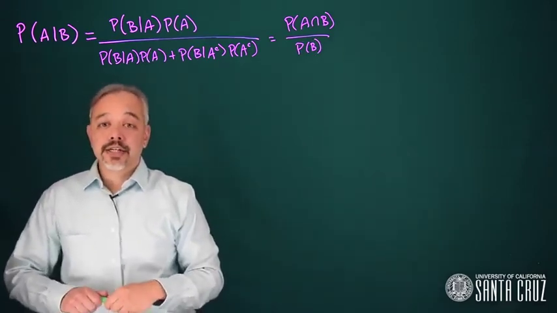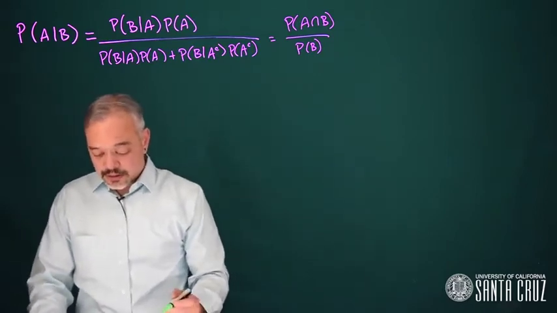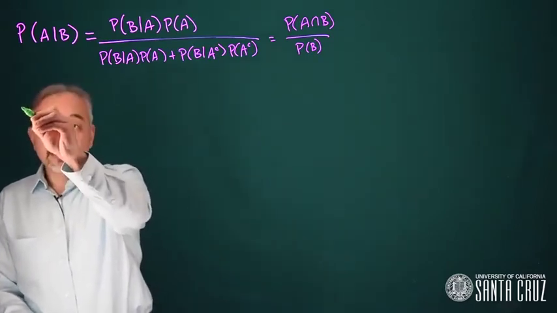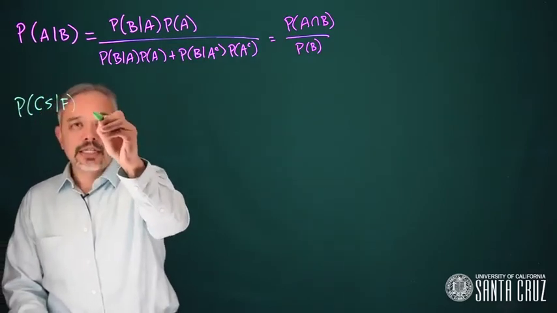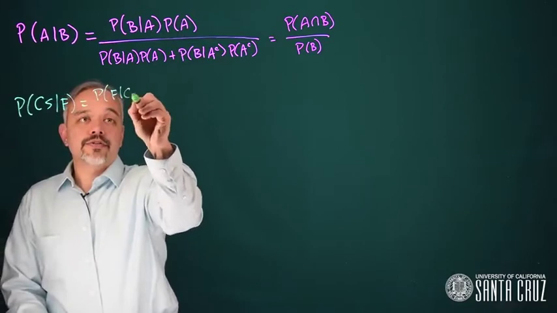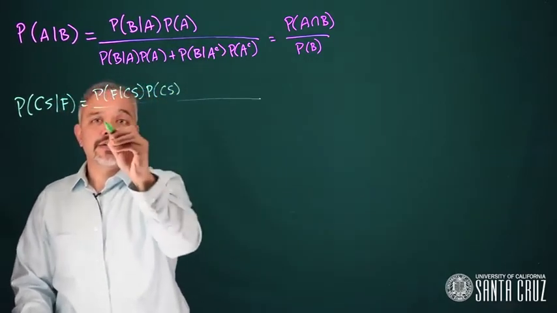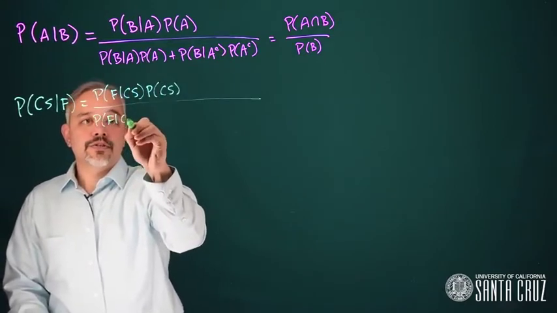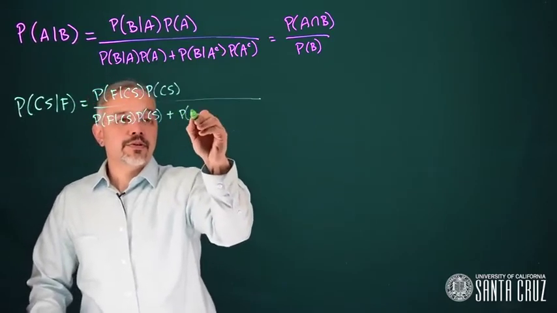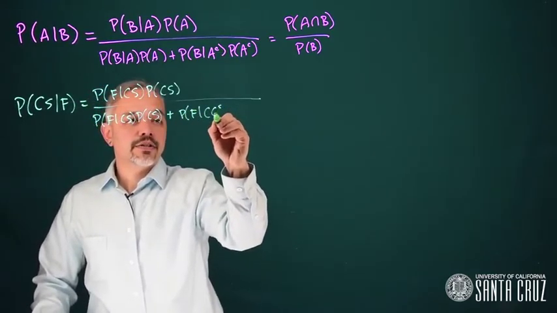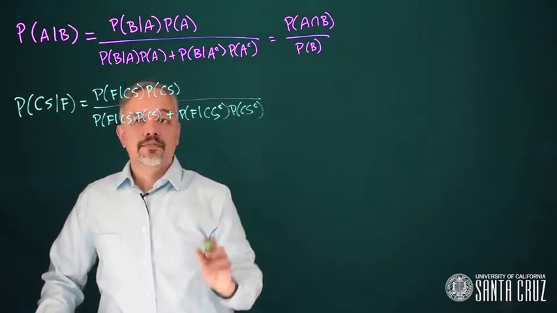So to work this out in the context of the example of the computer science and females in the class, we can say the probability that someone's a computer scientist given they're female is the probability they're female given they're a computer scientist times the probability they're a computer scientist, divided by the probability they're female given they're computer science times the probability of computer science, same thing as there, plus the probability they're female given they're not a computer scientist times the probability they're not a computer scientist.